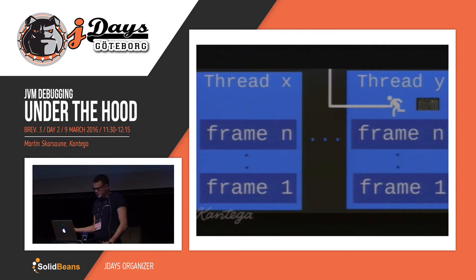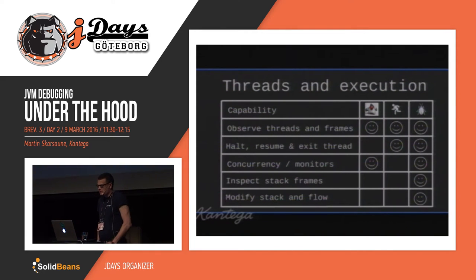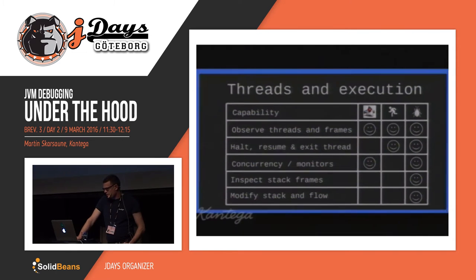Threads have been with Java from the very beginning. We have very good support for threads in Java, knowing what goes on inside the VM. If you compare what information is available to management tools, to the process itself, and to the debugger, we can know what threads there are and their frames. We can also suspend threads, resume them, and so on. We can quite intuitively get information about concurrency and monitors, and we can inspect all the frames on the stack, not just the top one, and we can even modify the state and alter the flow of the program.